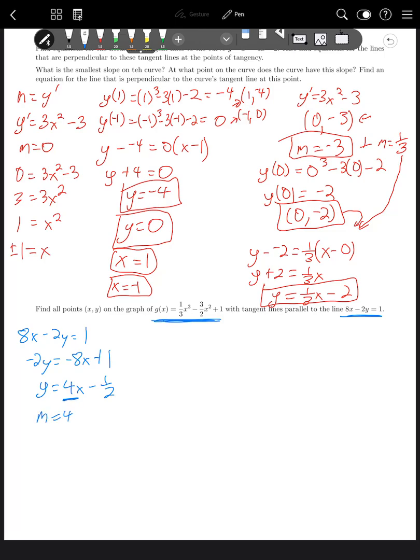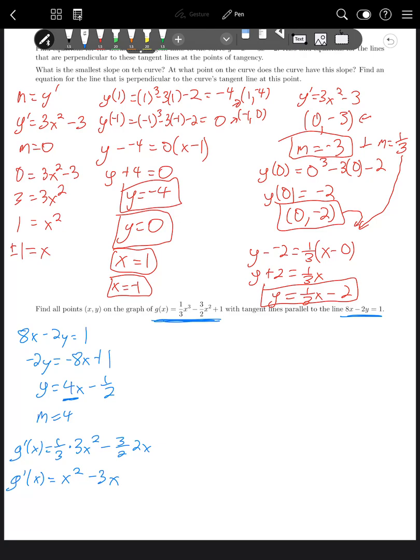Now the second piece of information we need is the derivative of this function g of x. So we find g prime of x, which would be 1/3 times 3x squared minus 3/2 times 2x plus 0, because the derivative of 1 is 0. And then we simplify. So this would be x squared minus 3x. Now all we have to do is find those points.